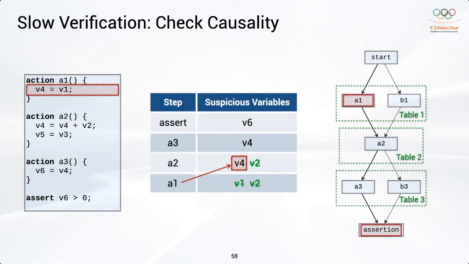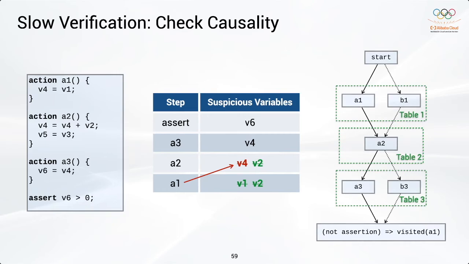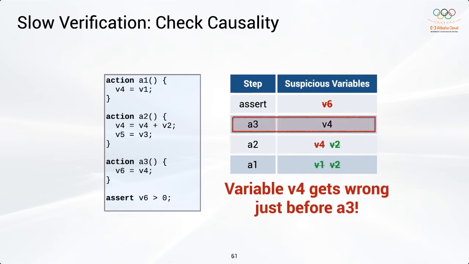To determine whether the assignment is really wrong or not, we need to check the causality between a1 and the assertion. A possible way is to verify if the violation of the assertion always implies the visit of a1. If it's not true, we know the bug comes from another action instead of a1. Similarly, we can check the causality for all suspects. Assume that we find v4 gets wrong just before the execution of a3. That means this assignment in a2 is wrong, so we successfully localize the bug.